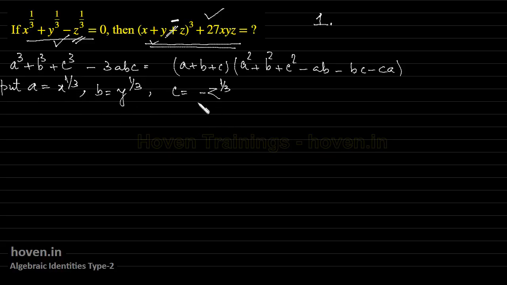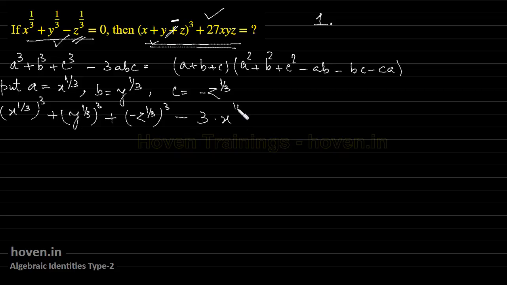Now when we put this into the above expression, what we get? x to the power 1 by 3 cube, A is going this way, so the cube will come here, plus y to the power 1 by 3 cube, plus C will be going as minus z, and this will be the cube here, minus 3 x raised to the power 1 by 3, y raised to the power 1 by 3, then there is a minus z raised to the power 1 by 3.